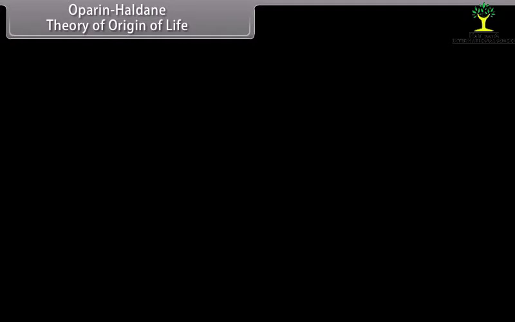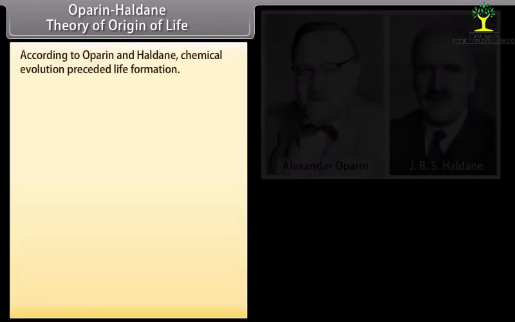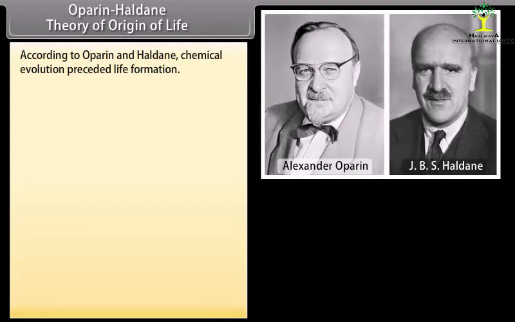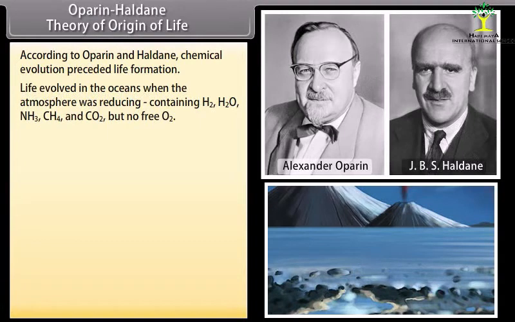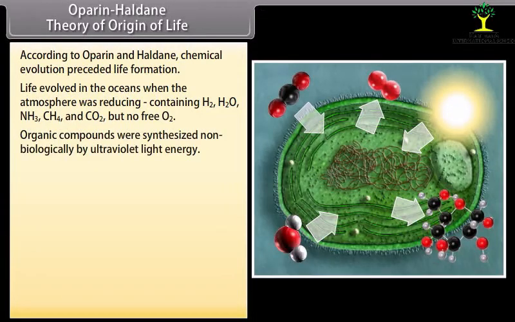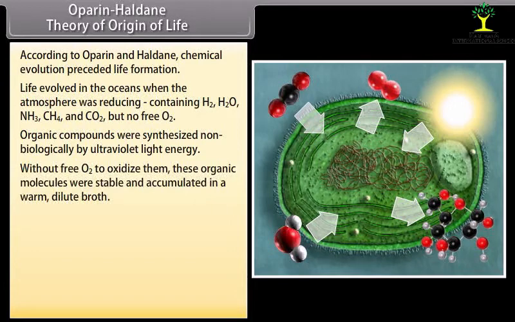Oparin-Haldane theory of origin of life. According to Oparin-Haldane, chemical evolution preceded life formation. Life evolved in the oceans when the atmosphere was reducing, containing H2, H2O, NH3, CH4, and CO2, but no free O2. Organic compounds were synthesized non-biologically by ultraviolet light energy. Without free O2 to oxidize them, these organic molecules were stable and accumulated in a warm, dilute broth.